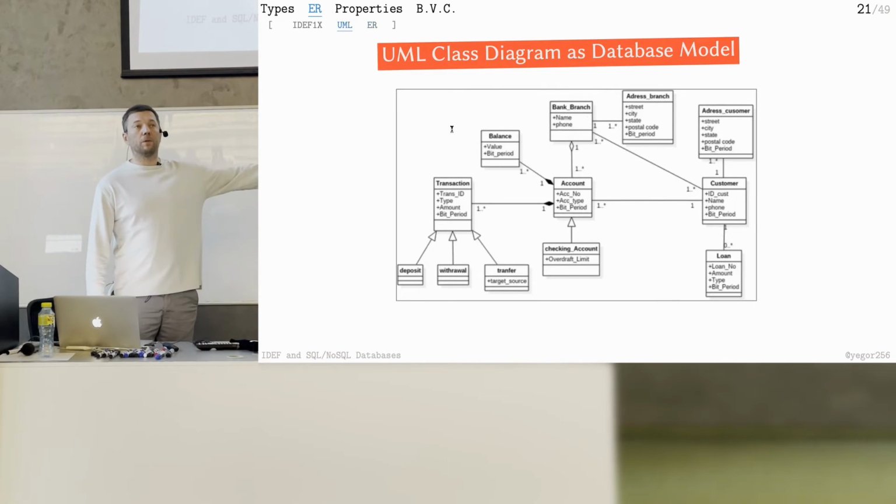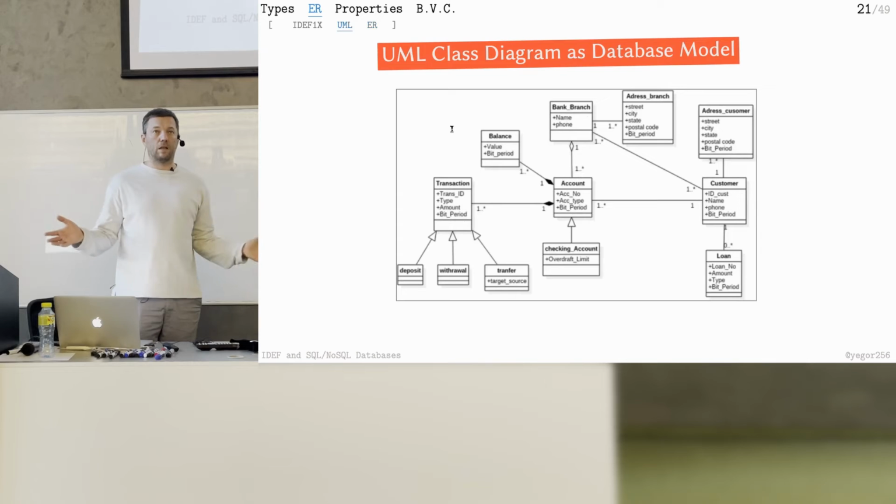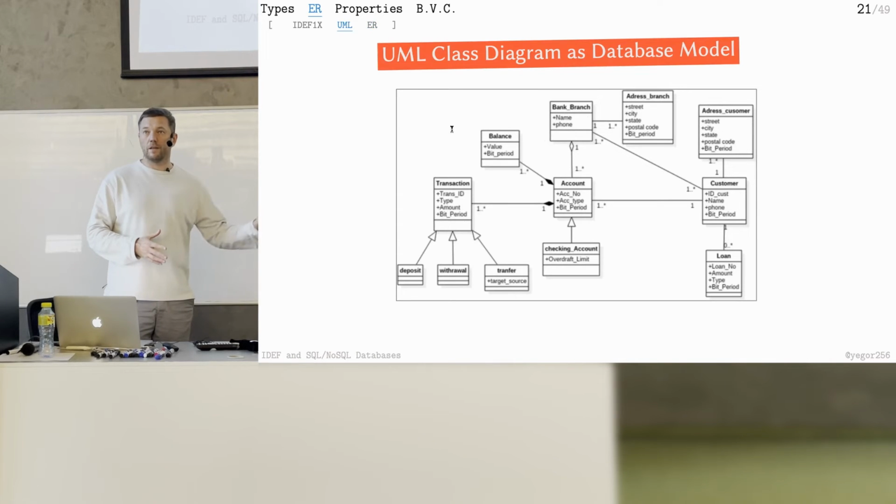So anybody can jump into this diagram, think that this is a class diagram, and, for example, add an operation, a method, to one of the classes. And then everybody will be confused, like what is it? Why is there an operation here if we're talking about data?